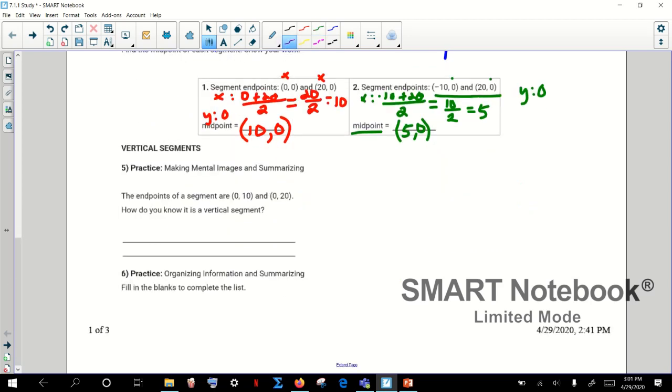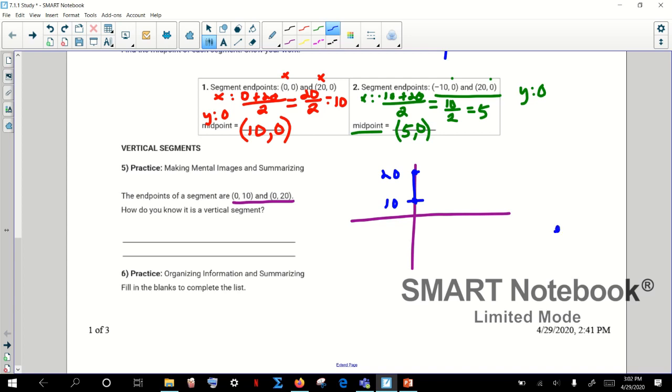Now let's think about vertical segments. What would a vertical segment look like? The endpoints of a segment here are (0, 10) and (0, 20). Let's draw that again. Say this is 10 and this is 20 on my graph. (0, 10) is one of my points, right here, and (0, 20) is the other. How do I know that's a vertical line segment? Well, one point isn't more left or right than the other. They both have the same x value, so that makes it exactly vertical.